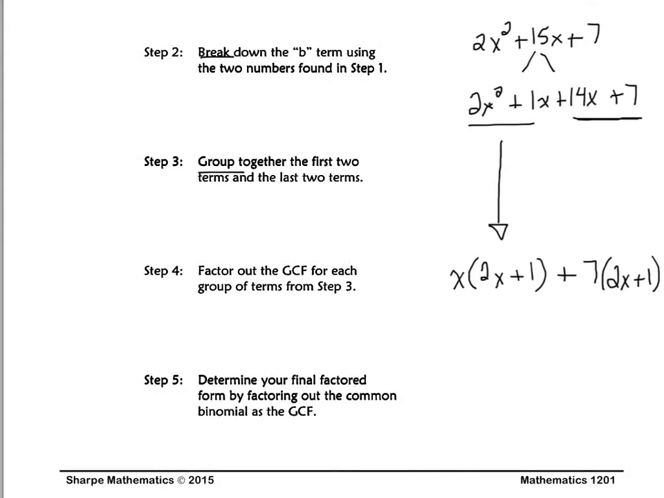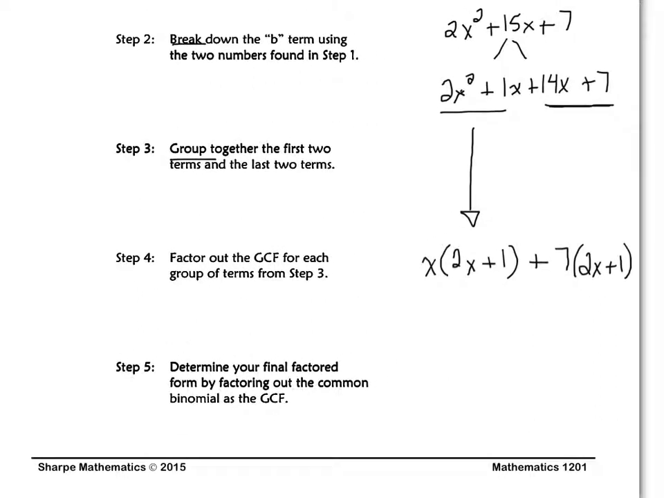So when you look at what you have there now, you've got two groups added together, the x outside of the 2x plus 1 plus the 7 outside of the 2x plus 1, and if you concentrate on this binomial factor, that is a GCF of each of those groups. So we could pull that out as a GCF, 2x plus 1. And if we divide it out of the first group, we have x. And if we divide the 2x plus 1 out of the second group, we're left with 7. And then these, 2x plus 1 and x plus 7, would be your factors of your original trinomial.